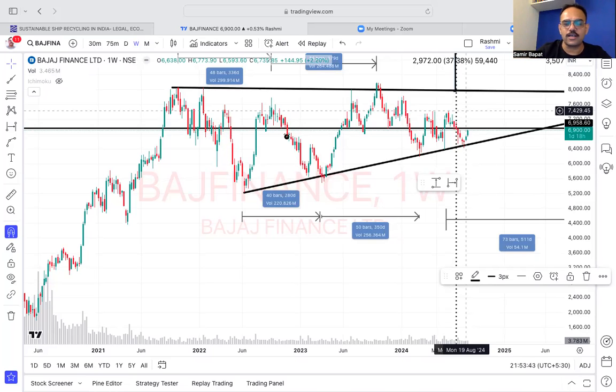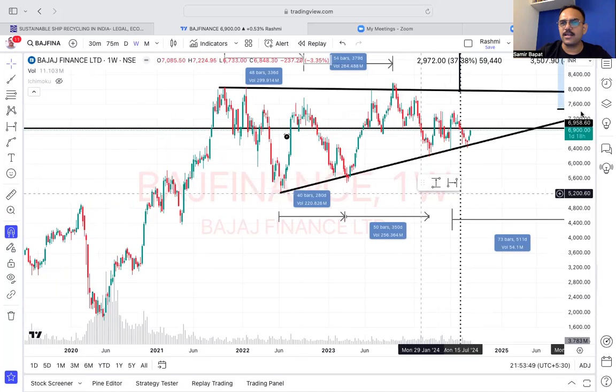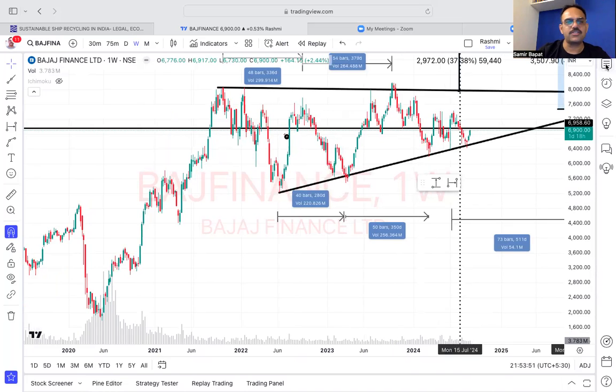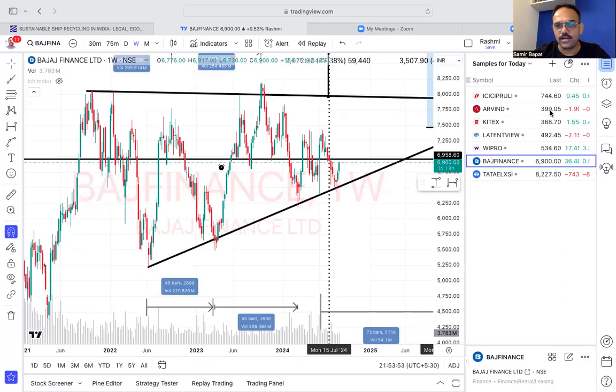So this also you can keep in your radar. Whenever the breakouts happen, you can trade. So this is one thing which we can observe in the coming days.